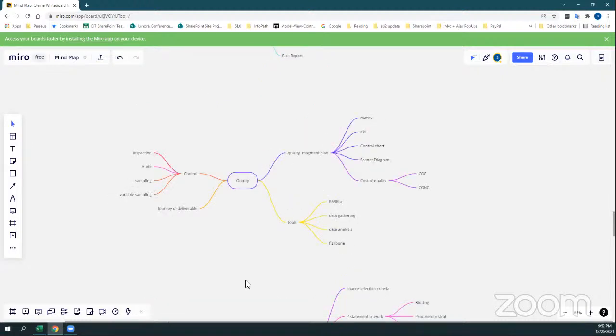Quality is basically what we agree on with the customer, and for that we have standard benchmarking, like ISO certifications or ISO 9000 certification, to compare our product against. We have the cost of quality, which is the cost of conformance and the cost of non-conformance. After that we have the quality management plan, quality metrics, and KPIs. The main thing is control, how to control quality, using control charts, Pareto charts, scatter diagrams, and sampling. The major things in quality are audit and inspection.